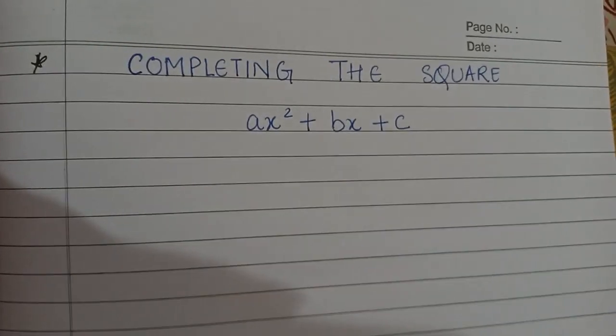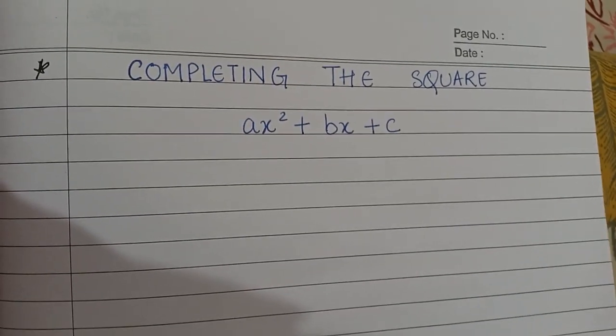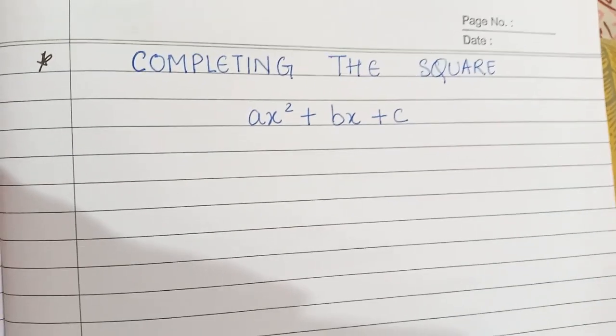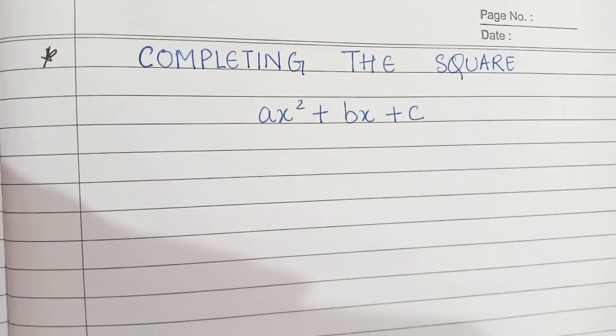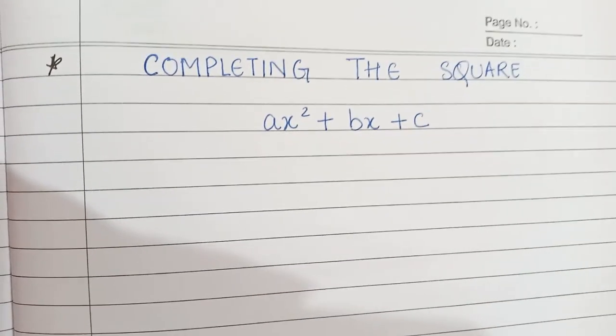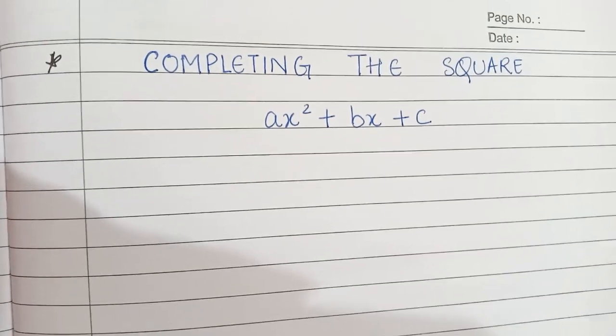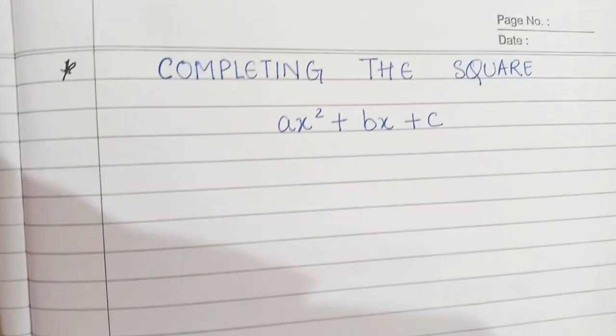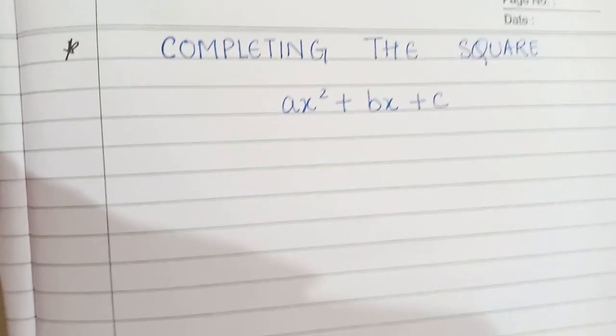But before starting with exercise 4.3, we are going to understand a few methods of finding the roots. In previous exercises, we used to find the roots with the help of the factorization method, or you can say by splitting the middle term. Here we are going to study another method, that is completing the square, with which we are going to find the roots. So let us take a look at the method.